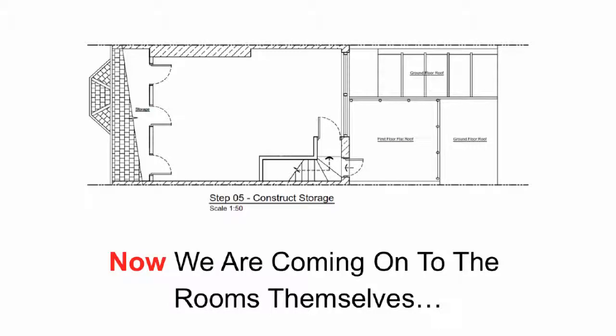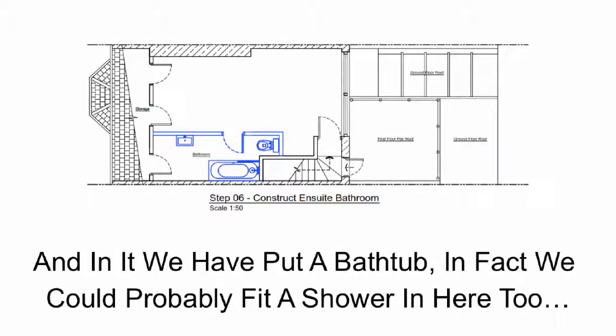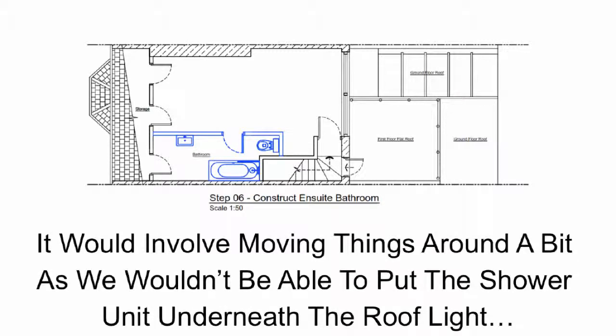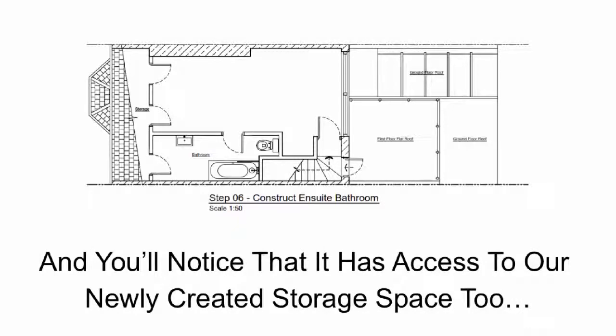Now we are coming onto the rooms themselves. In step 6, we will construct the ensuite bathroom, and in it we have put a bathtub. In fact, we could probably fit a shower in here too. It would involve moving things around a bit, as we wouldn't be able to put the shower unit underneath the roof light. However, it's all very doable as it's a decent sized bathroom. And you'll notice that it has access to our newly created storage space too.